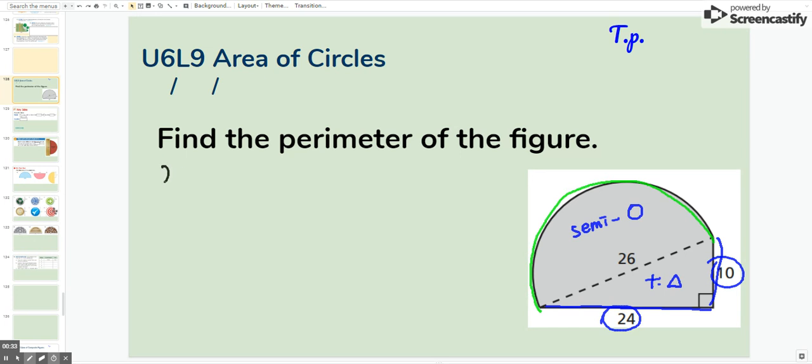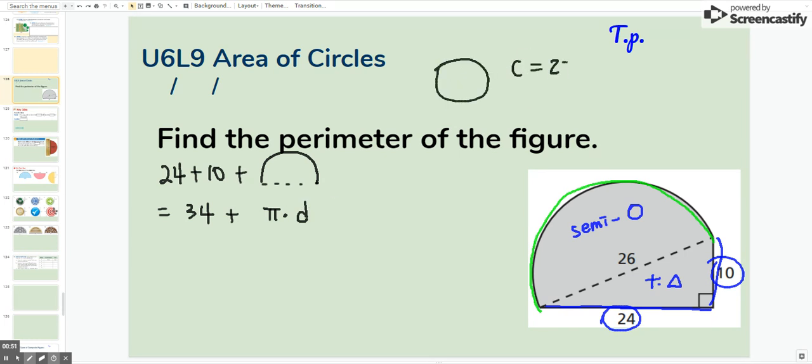So you're going to do 24 plus 10 plus this semicircle, the half circumference. So we know that this is going to be 34. And how can you find this? You have to use pi d. Pi d is the circumference of the whole circle. C is equal to 2 pi r, or pi d.